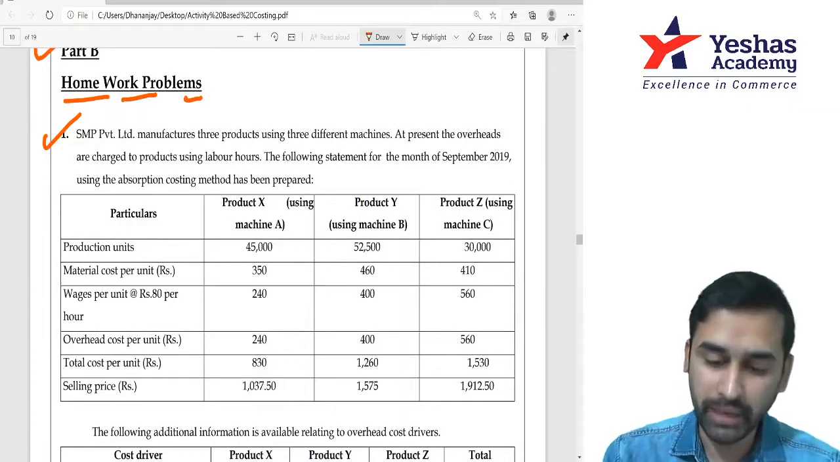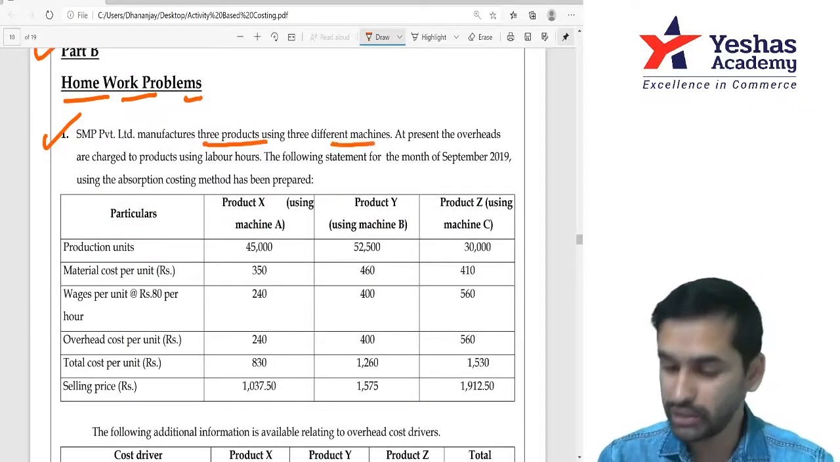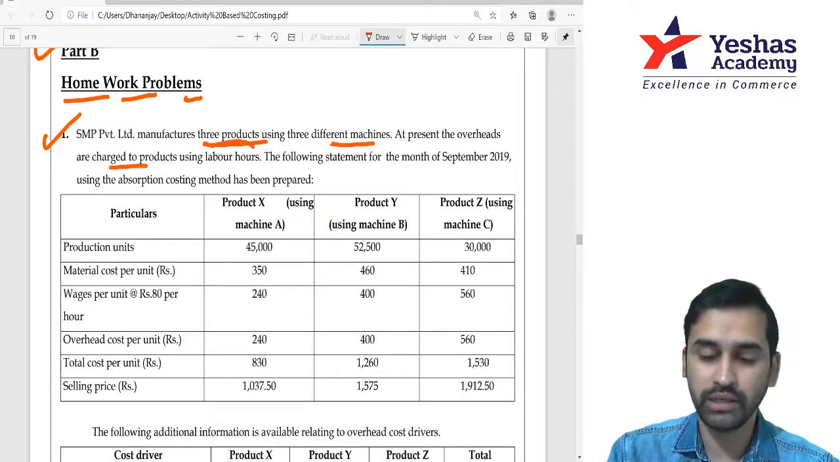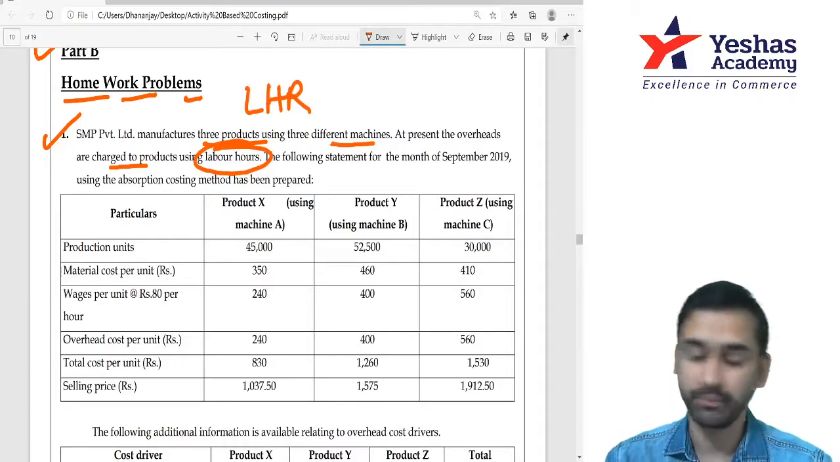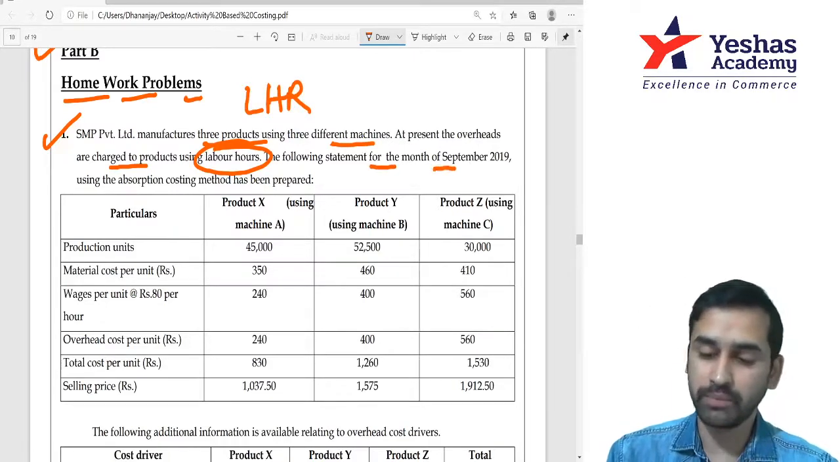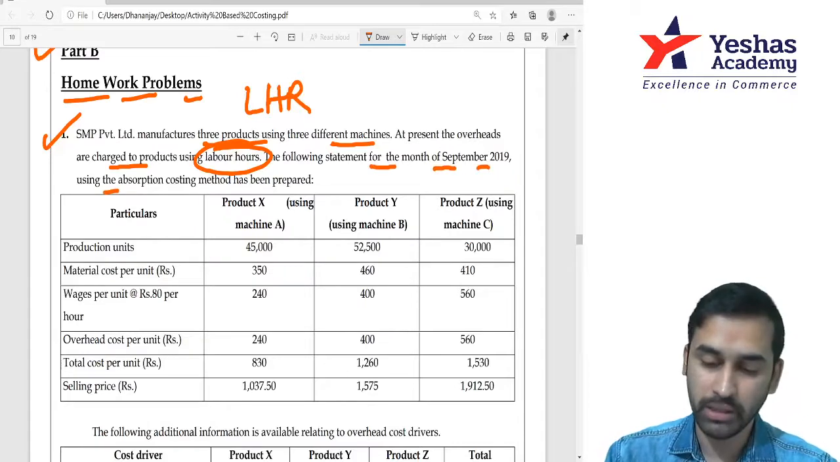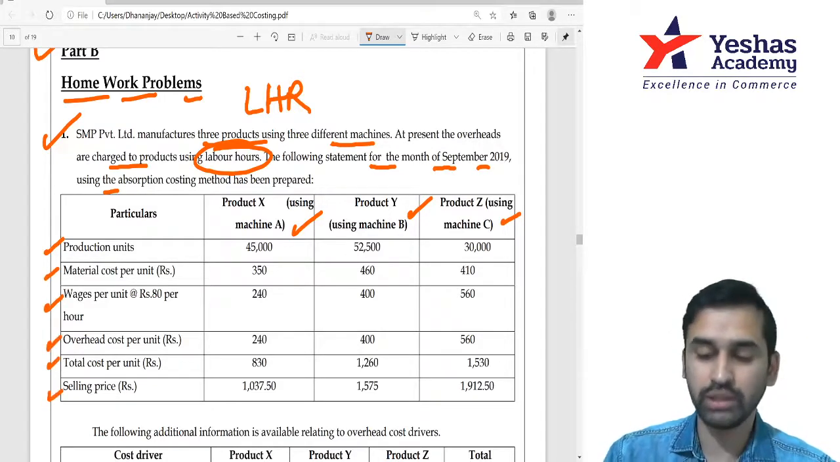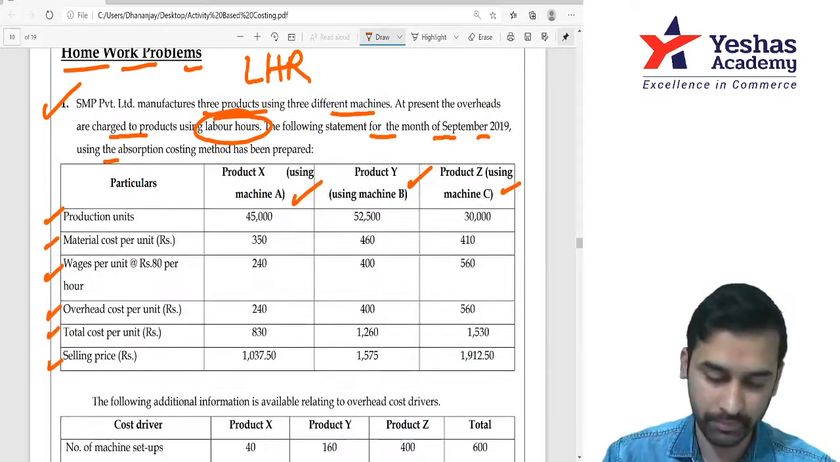SMP Private Limited manufactures 3 products using 3 machines. At present, overheads are charged to product using labor hours. That means they are following what method? Correct, LHR. The following statement for the month of September is given: product X, product Y, product Z, units, material cost, labor cost, overhead, total cost and selling price. All the basic data is given here.